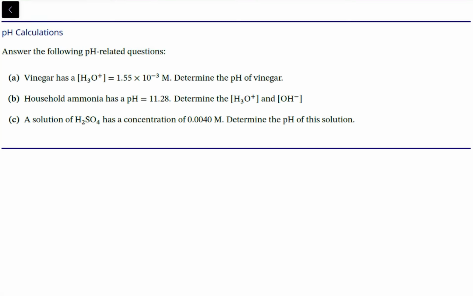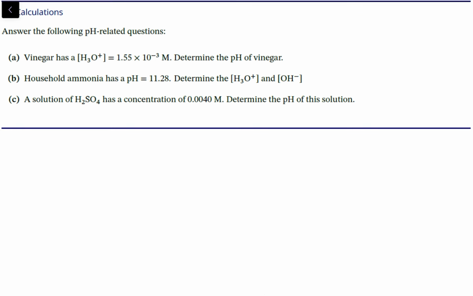Right, so let's look at some concepts pertaining to pH. These are just three short questions regarding pH. The first one says vinegar has a hydronium ion concentration of so much molar, determine the pH. And it's a basic application of what pH is all about, because we know the definition of pH.